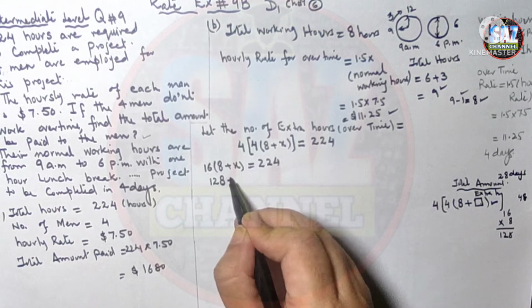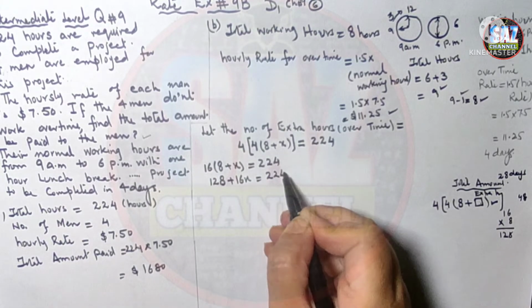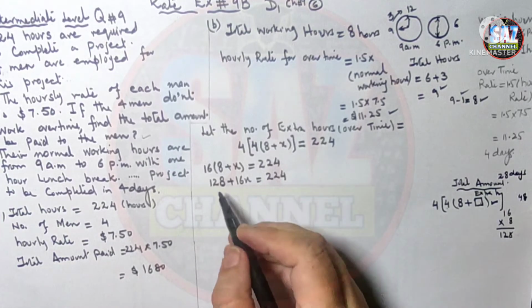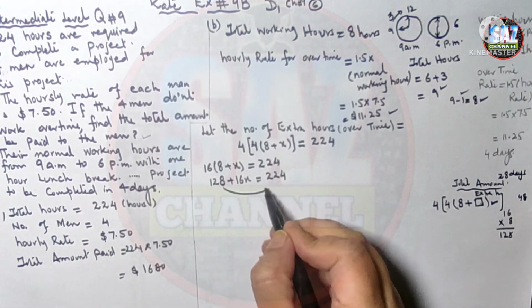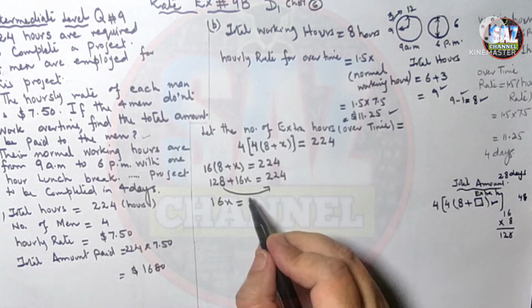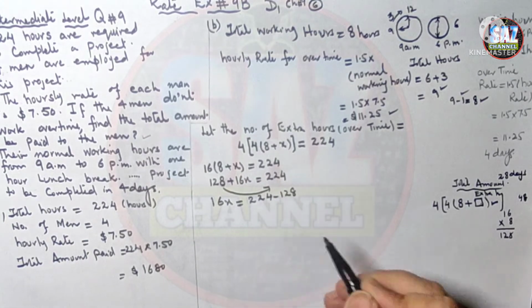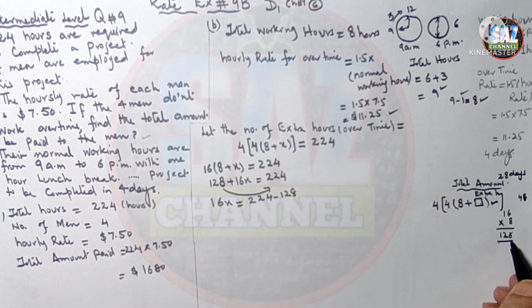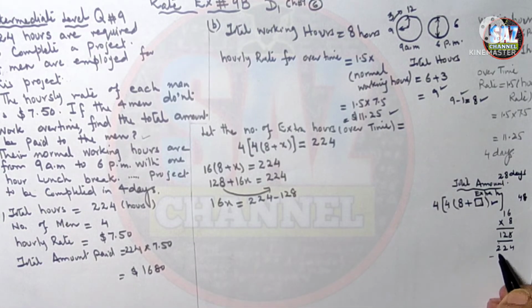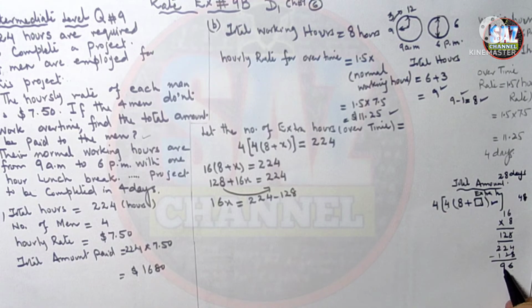128 plus 16x equals 224. Now shift 128 to the other side. 16x equals 224 minus 128. 14 minus 8 is 6, and here we are left with 1. 11 minus 2 is 9.